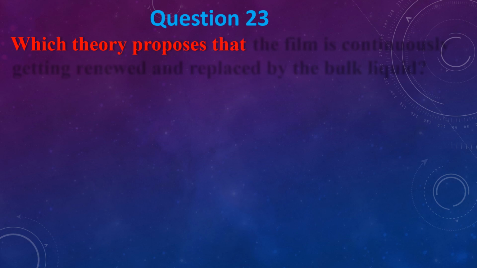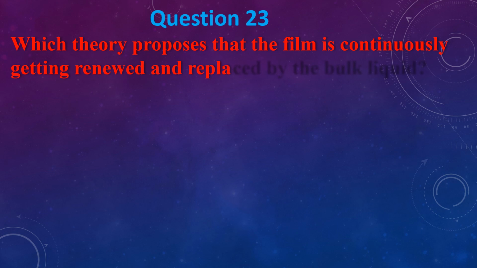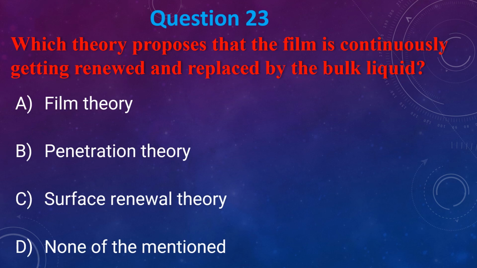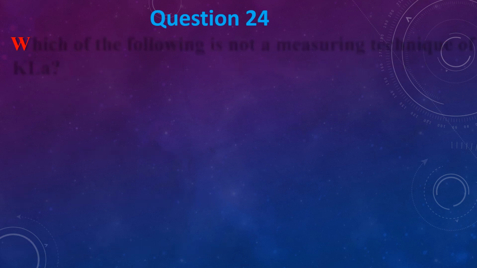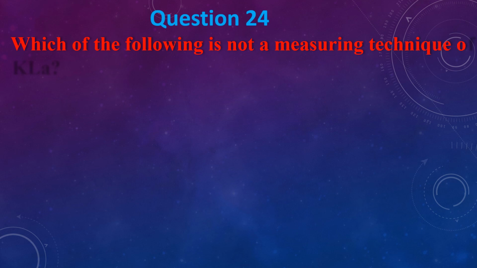Which theory proposes that the film is continuously getting renewed and replaced by bulk liquid? A. Film theory. B. Penetration theory. C. Surface renewal theory. D. None of the mentioned. The answer is C. Surface renewal theory.